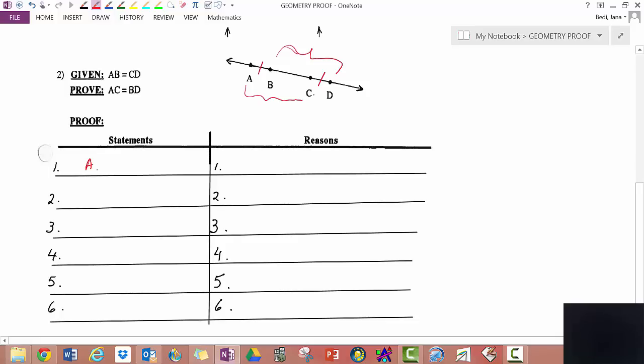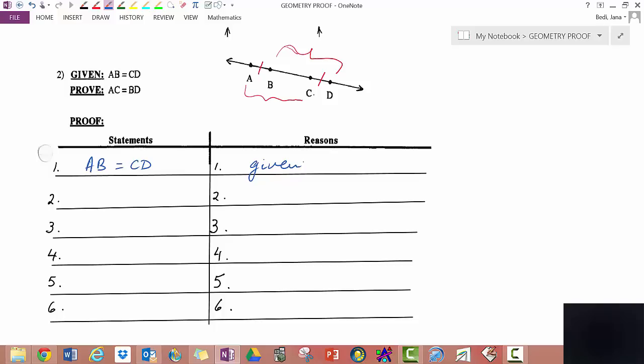Let's do a little color change here. So let's use blue. AB equals CD, and that's a given. Note that I have numbers on both sides, and that's important. There's a protocol in proofs that you must follow. Proofs read top down. Statements on the left are supported by reasons on the right.